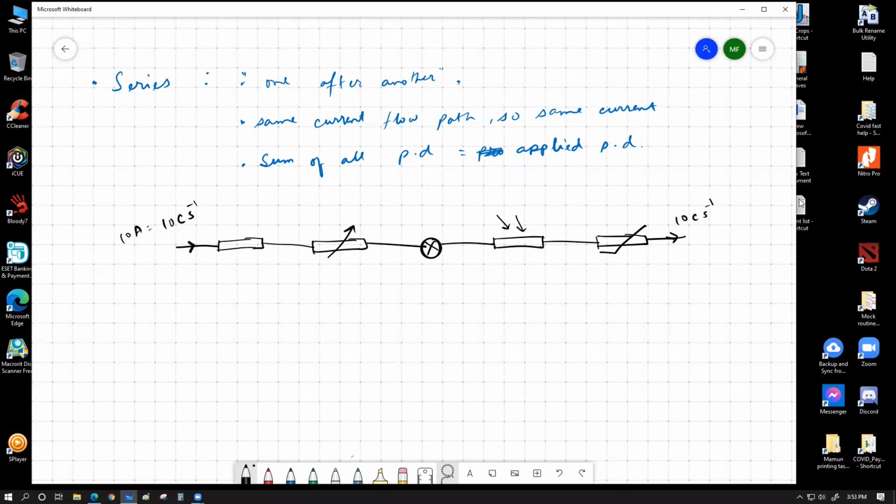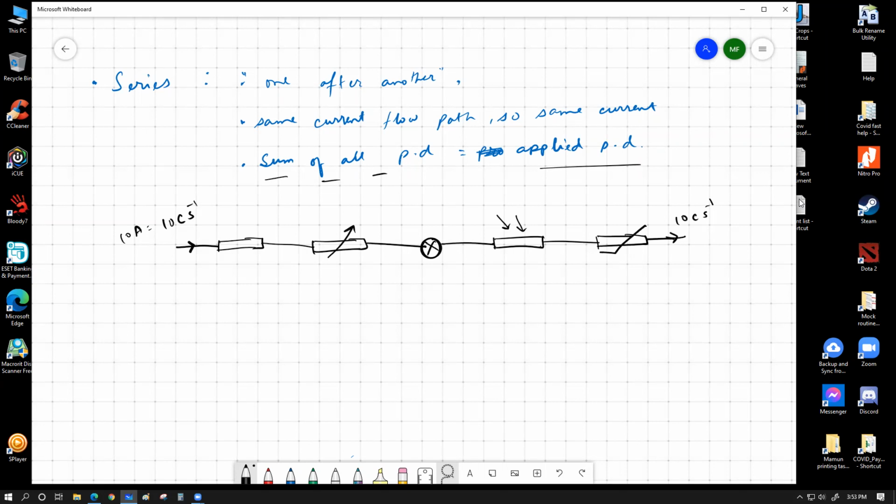And then comes the important bit that says sum of all PD equals to applied PD. This is a very important bit. Let me show you this thing. It is very much possible, and it is very much common also, that all the components connected in a series combination might not have the same resistor.